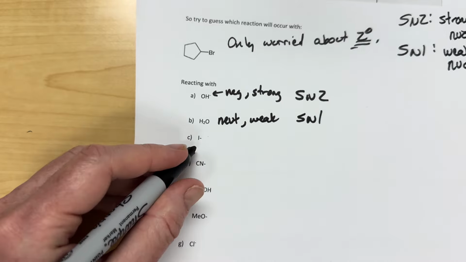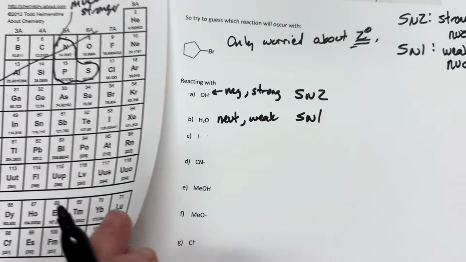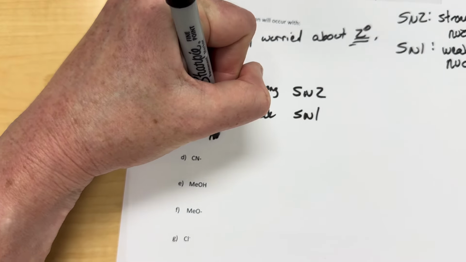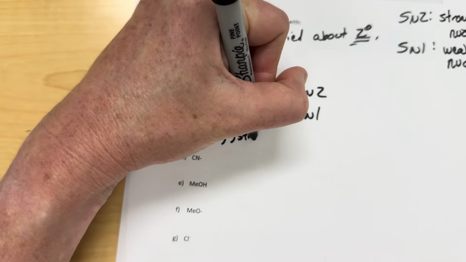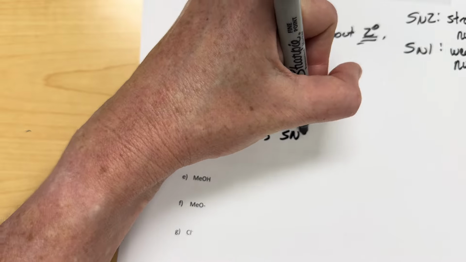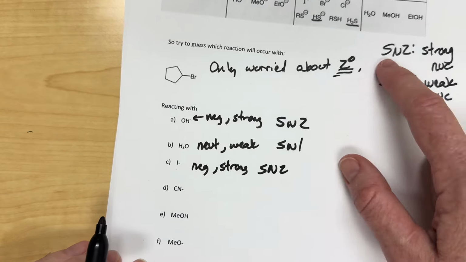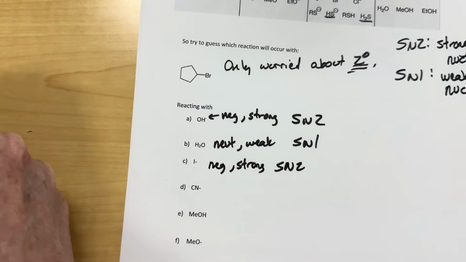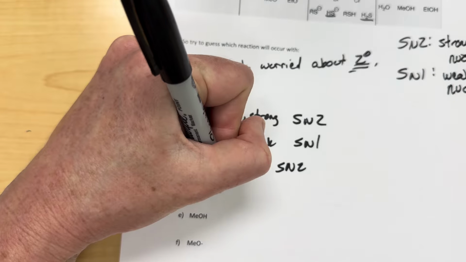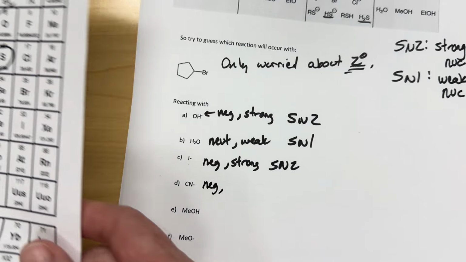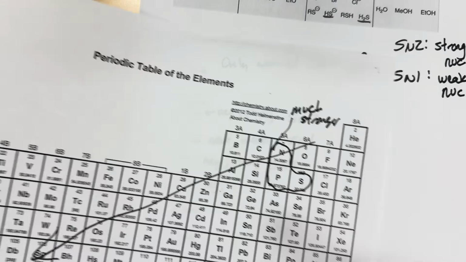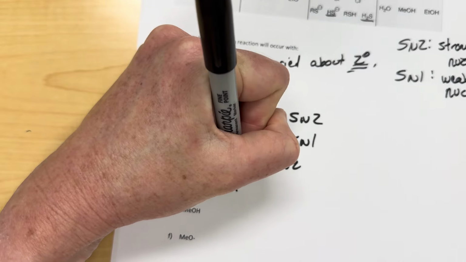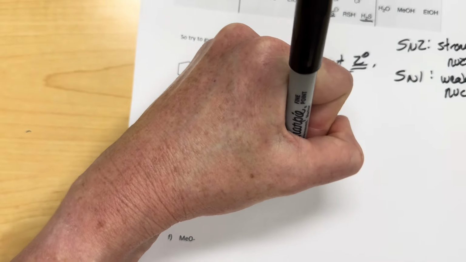I minus. We already discussed, down on the periodic table, I minus, nice strong nuke. This is negative, strong, so this will be SN2. Anytime you have a strong, it's SN2. Weak is going to be SN1. CN minus. Not only is it negative, but you also have it bound to an N. The negative charge is on an N, which means it's extra strong, and this is going to react via SN2.